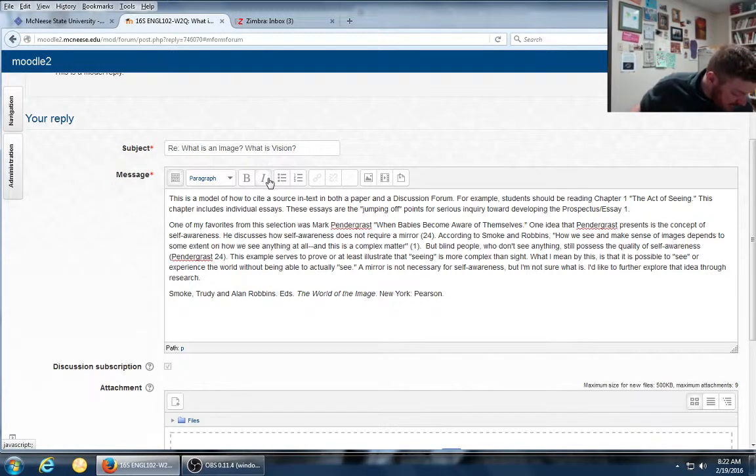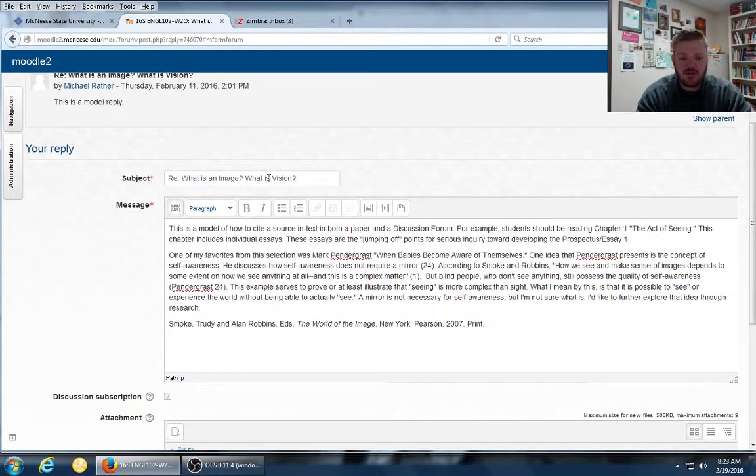comma. Then I need the date of publication, 2007. And then we're going to use the word print because it's in print. Now we don't put page numbers yet because we haven't cited something specifically yet. So now we have to do the specific citations.